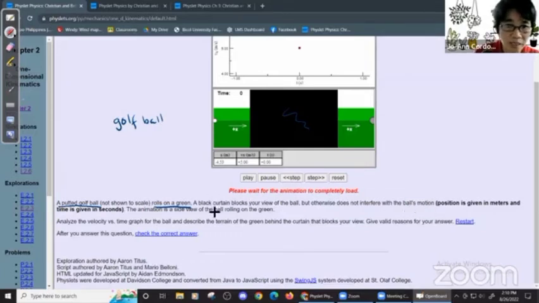So what is happening is you are supposed to analyze the velocity versus time graph for the ball and you are asked to describe the terrain of the green behind the curtain that blocks your view. So ano kaya yung itsura ng pinagdaanan ng golf ball na gumawa ng graph na yon? So let's play the animation. Sandali lang.